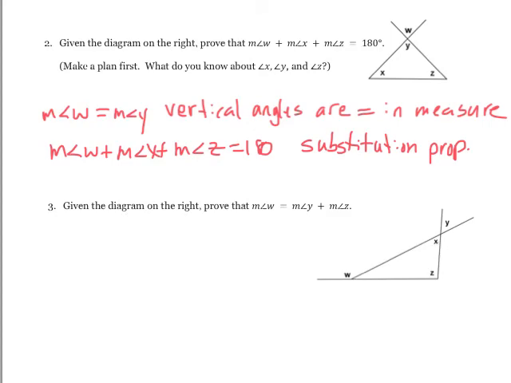So you take a minute and think about it. This is going to be a job for you, and then we can go over it in class. You're going to use the exterior angle theorem, and you're going to use the fact that vertical angles are equal in measure. And then possibly some substitution or something. See if you can come up with the steps to show that the measure of angle W is equal to the measure of angle Y plus the measure of angle Z. And we will practice more of these in class.